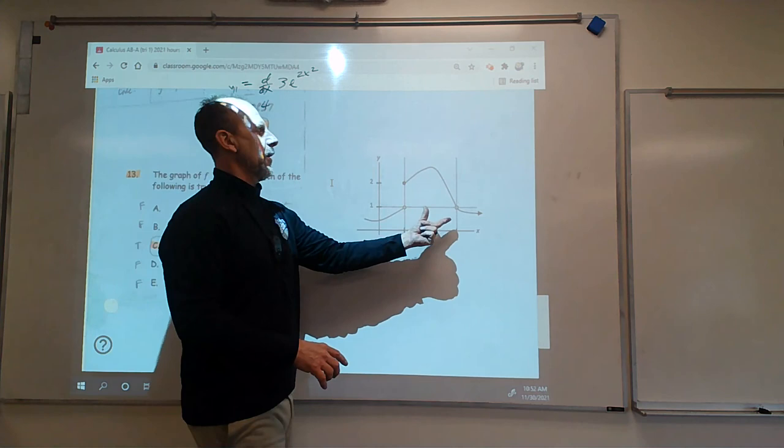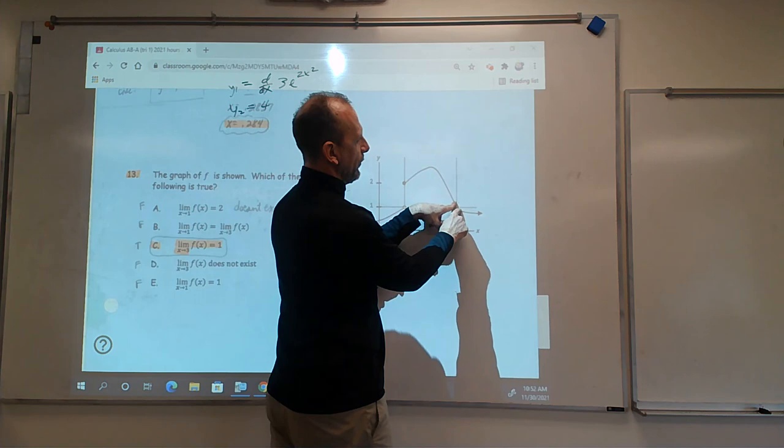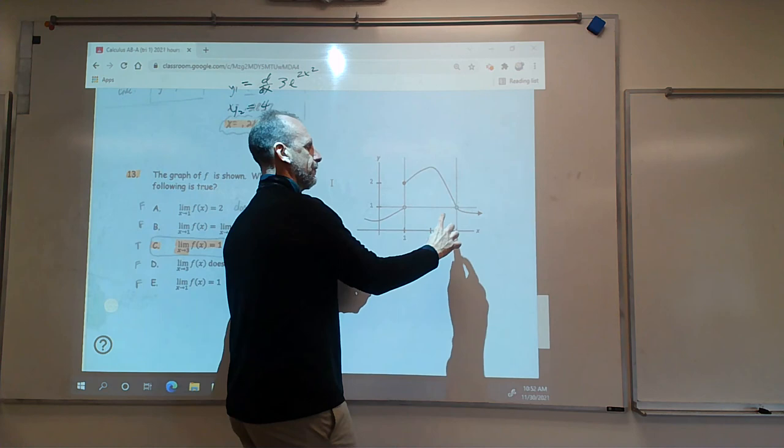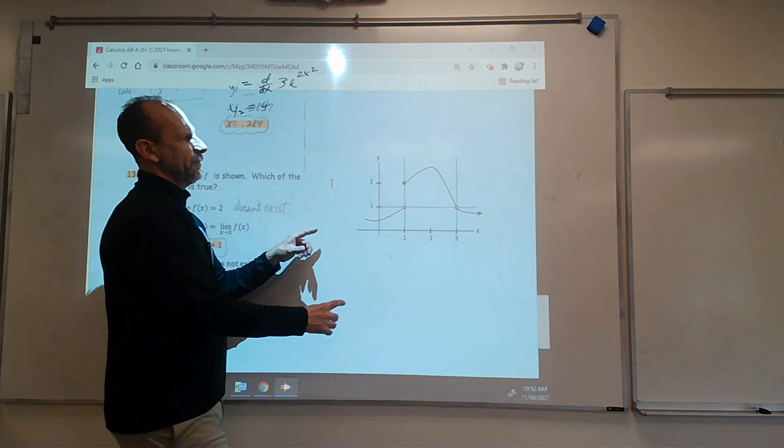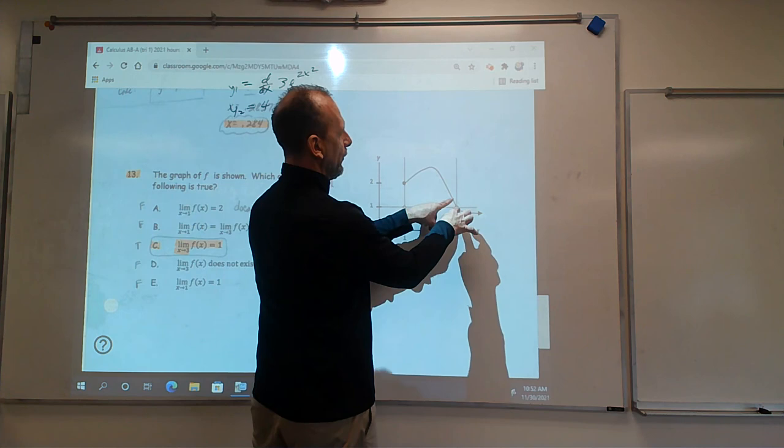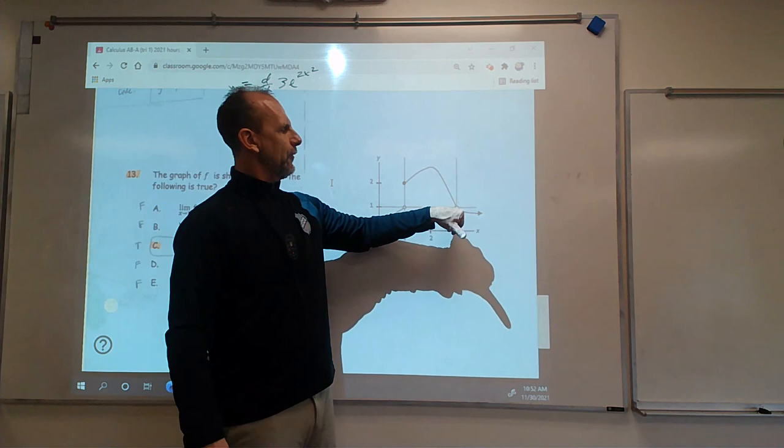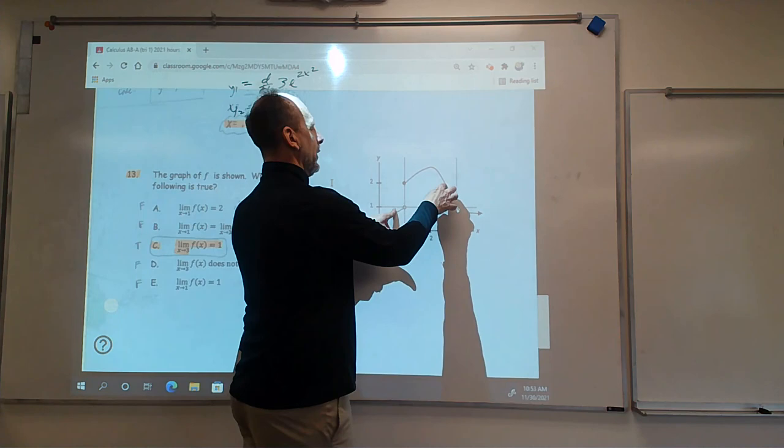But at the limit at 3, there is a limit at 3. The height it wants to be at 3 is 1. Oh, there it is. The limit as we go to 3 is 1. As we go to 3 from the left and right, the height of the graph wants to be 1 from both sides. That's an answer. The limit at 3 does not exist. Yes, it does. It's 1. The limit at 1 is 1. Nope. The limit at 1 does not exist. Done. Do your homework.